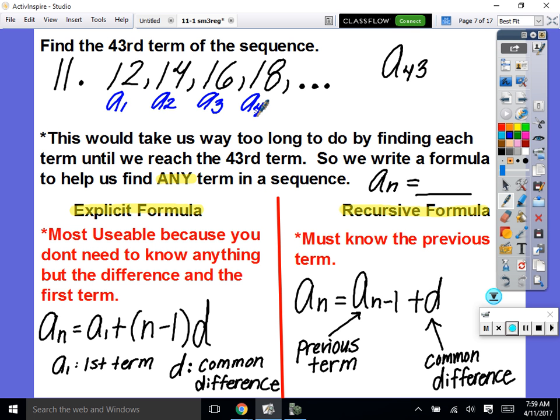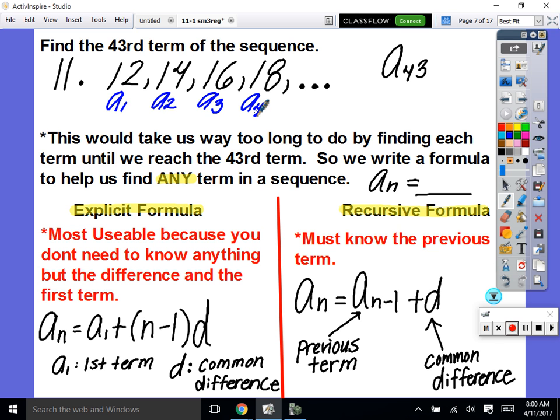Luckily, that's not how we're going to do it. So we are not going to do it that way. This would take us way too long by finding each term until we reach the 43rd term. So instead, we're going to write ourselves a formula to help us find any term in a sequence. There are two types of formulas, and you're going to want to write this. This is not written anywhere. Maybe flip your paper, even your little formulas worksheet, flip to the back and take notes on this.